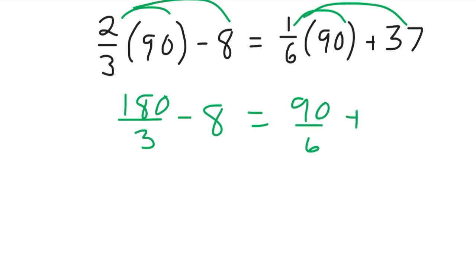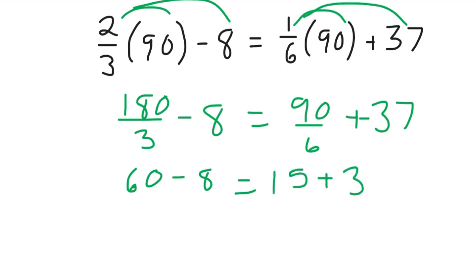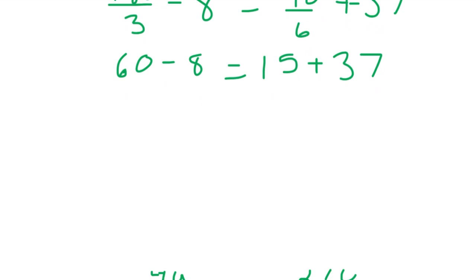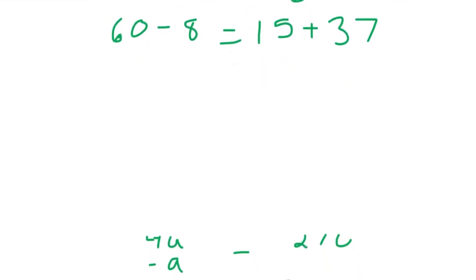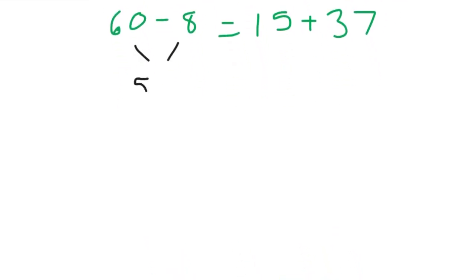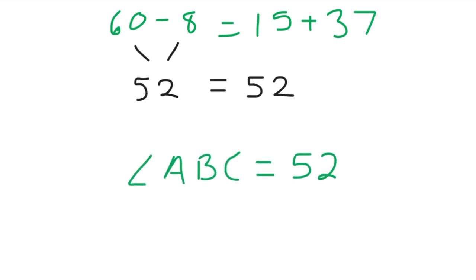So we go 180 divided by 3 minus 8, and then we could set it equal to 90 over 6 plus 37. All we really need to do is solve one side, but I'm actually solving both. We end up getting 60 minus 8. And so angle ABC is equal to 52 degrees. So we can put that in for part A. And then for part B, we're going to solve.